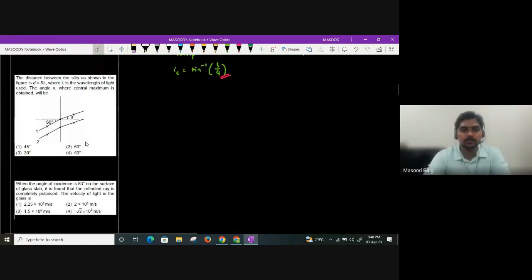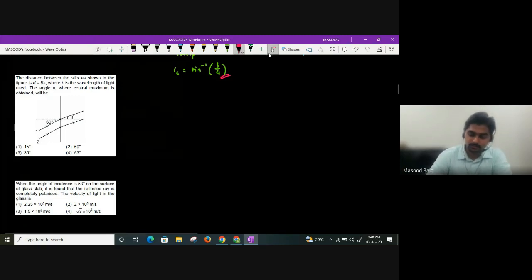The distance between the slits as shown in the figure is 5 lambda. Where are these slits? I think these two dotted lines are the slits, guys. The angle theta where central maxima is obtained. It means the source has got shifted below, right? Is it lying on the perpendicular bisector of the slits? No, it is not lying on the perpendicular bisector. So they're asking the angle theta where central maxima is obtained.